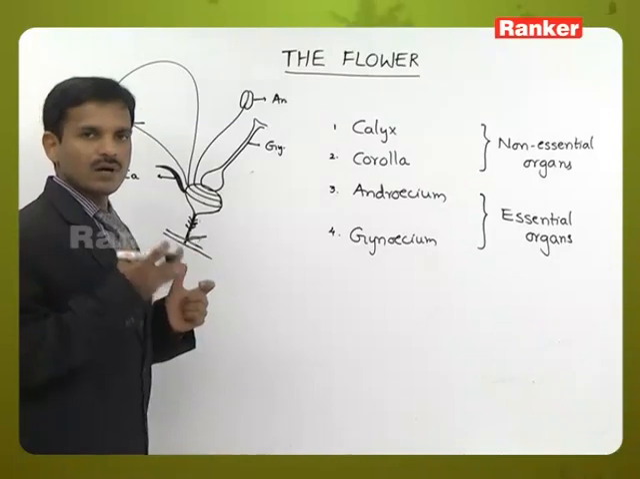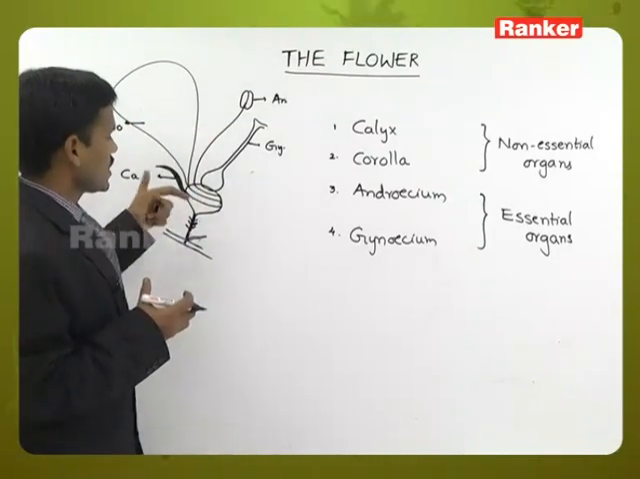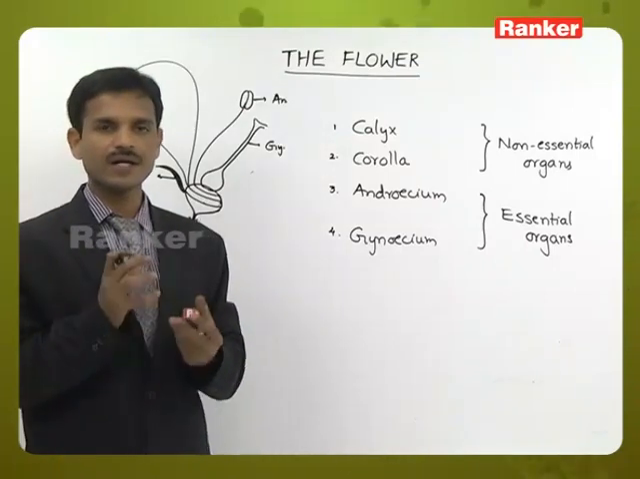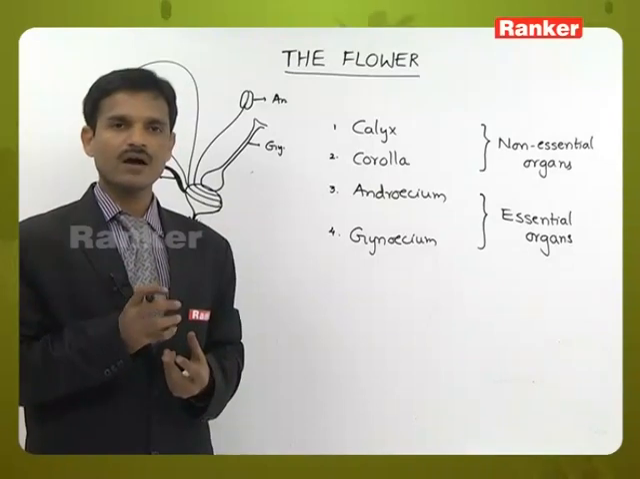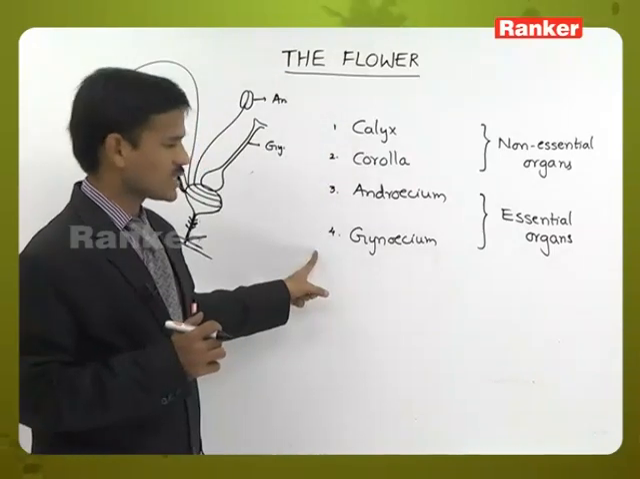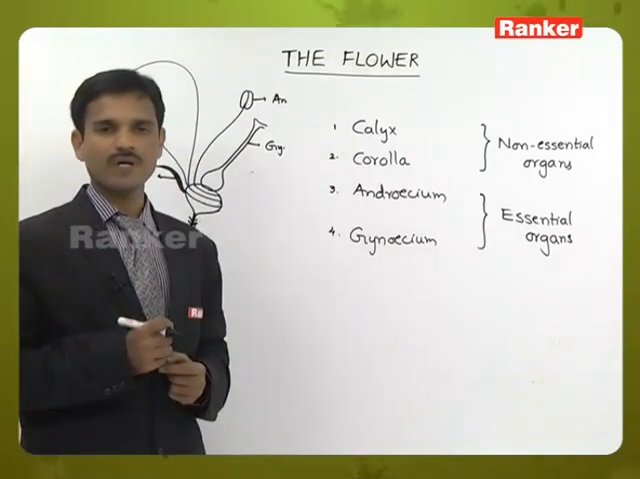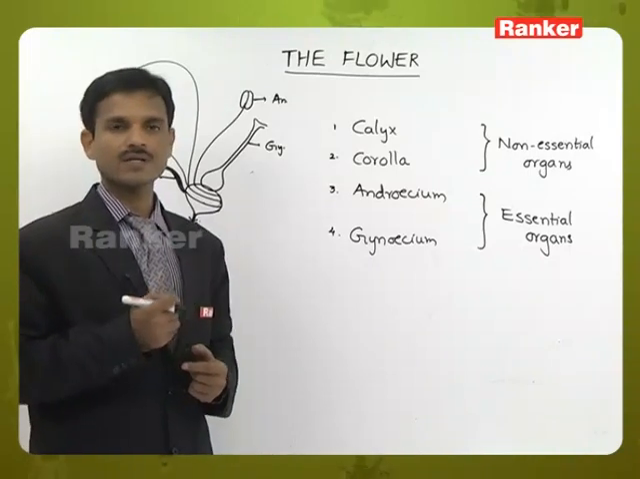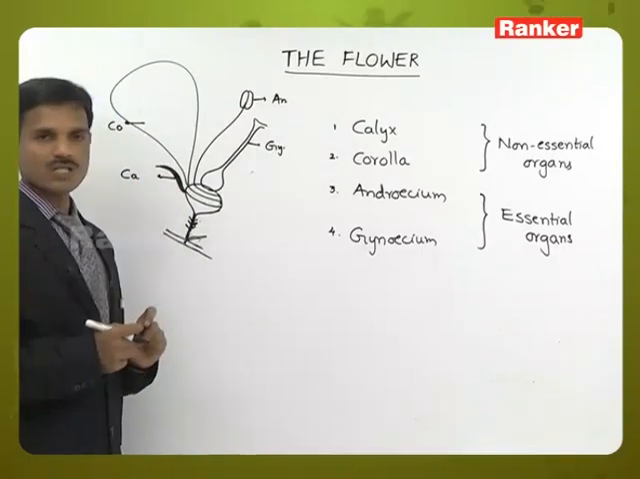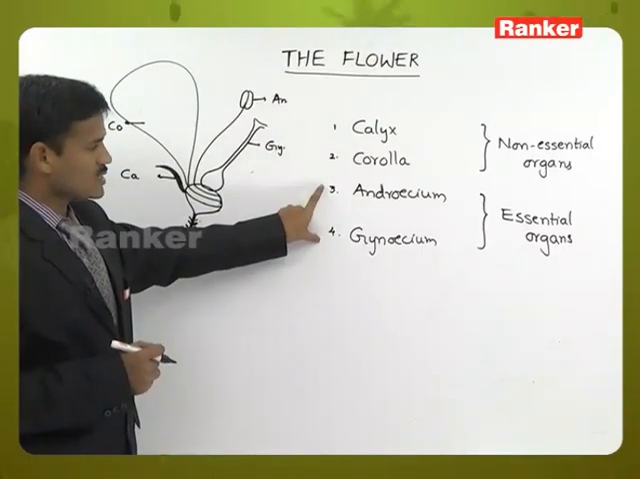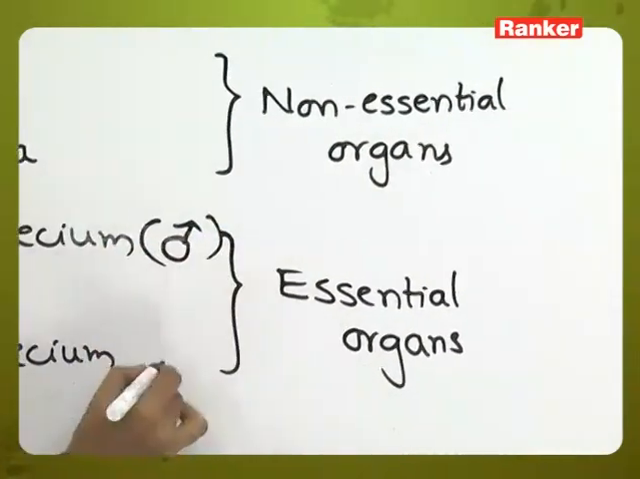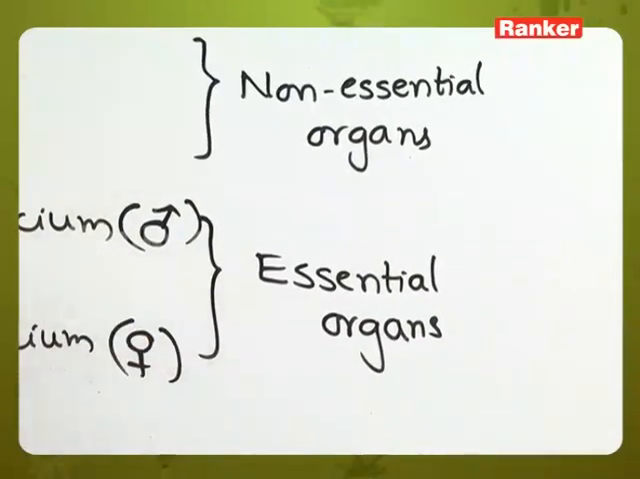Here, if you see in the flower, different parts are there. All these parts are arranged in different ways. Sometimes the flower is having all the parts: calyx, corolla, androecium and gynoecium. If all these parts are present, it is considered as complete flower. If any one is missing, that is called as incomplete flower. Sometimes flowers are having only one type of sexual organ. These two are sexual organs. Androecium is the male sexual organ, gynoecium is the female sexual organ.